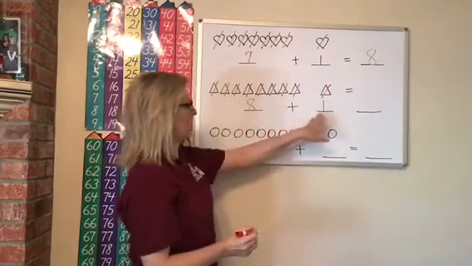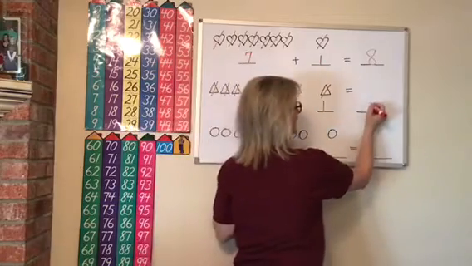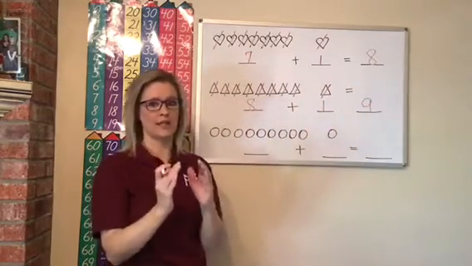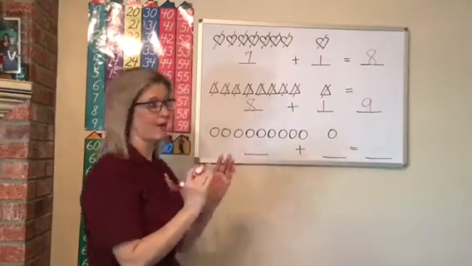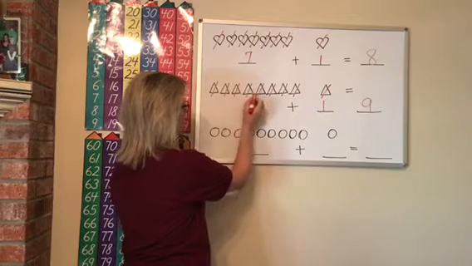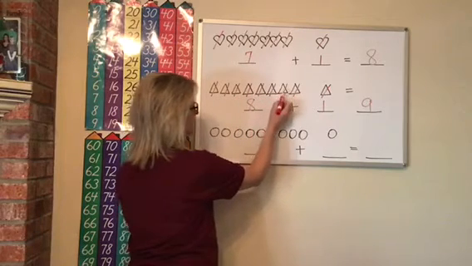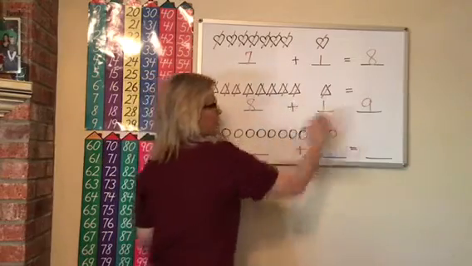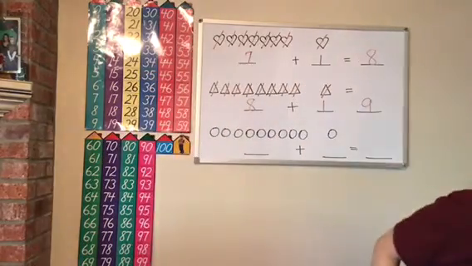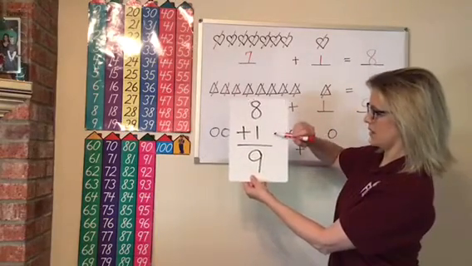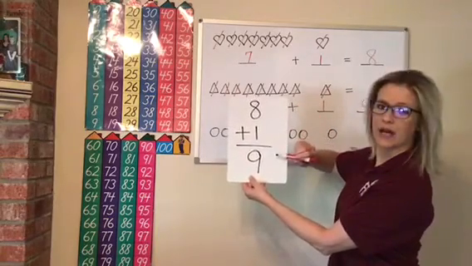Now 8 plus 1 is going to be 9. We have 9 triangles all together. Let's count all the triangles, make sure we have 9. 1, 2, 3, 4, 5, 6, 7, 8, 9. So we have 9 triangles because, here's your flashcard, 8 plus 1 equals 9.